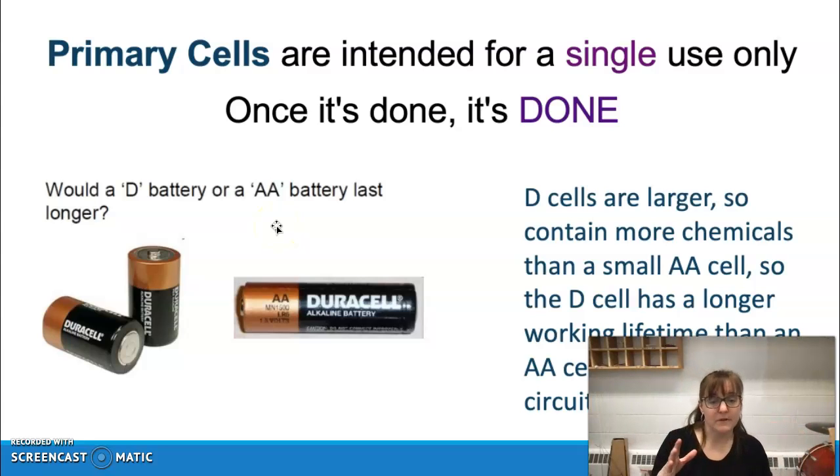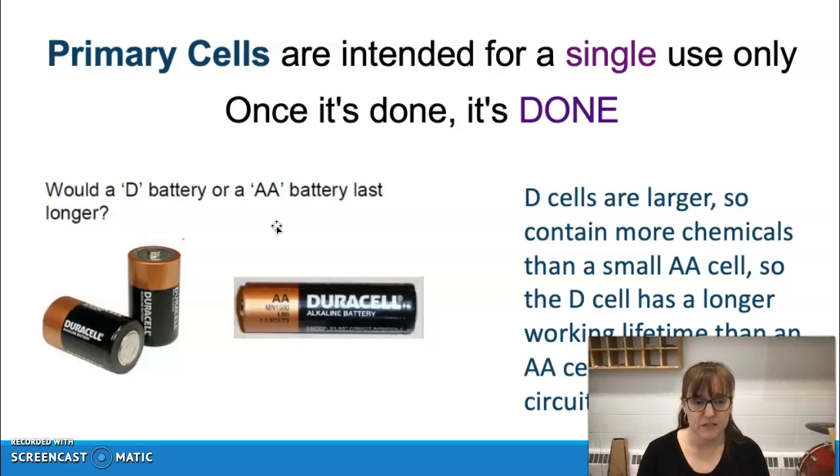Okay, so we have primary cells. Primary cells, there are so many little terms in here, but primary cells are one use only. You use it, you use up all the chemical reaction inside. When it's used up, you're done. You can't use them anymore. They're basically thrown out.